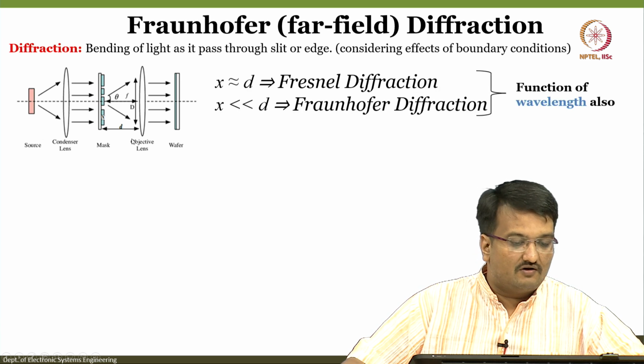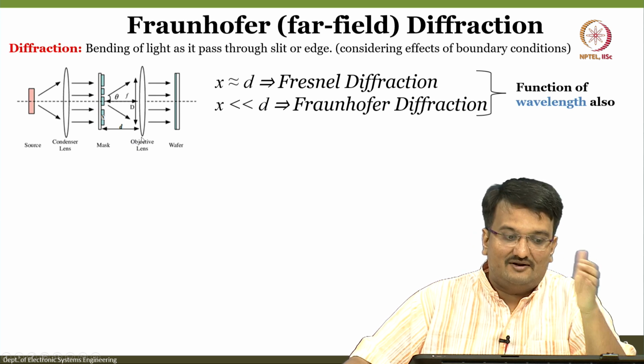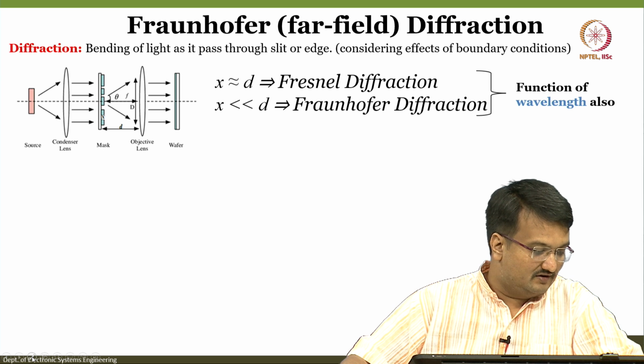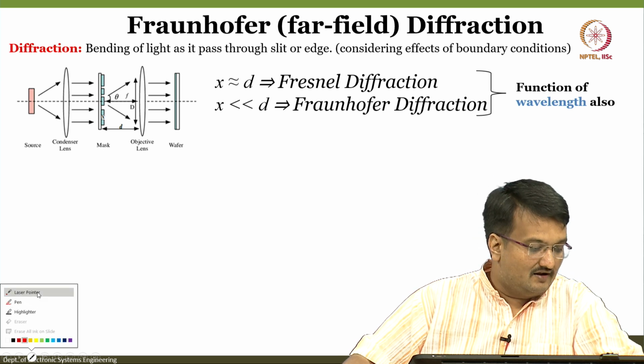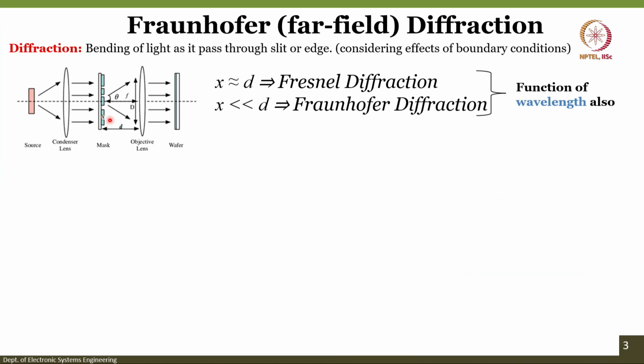This is the flow which we have already seen. There are two types of diffraction, as I mentioned. One is Fresnel diffraction, the other one is Fraunhofer diffraction. In this case, what kind of diffraction would be applicable? Before seeing that, I will just explain. This X is hidden here, in this space width. This is your X, whereas this is the distance between your mask and the objective lens.